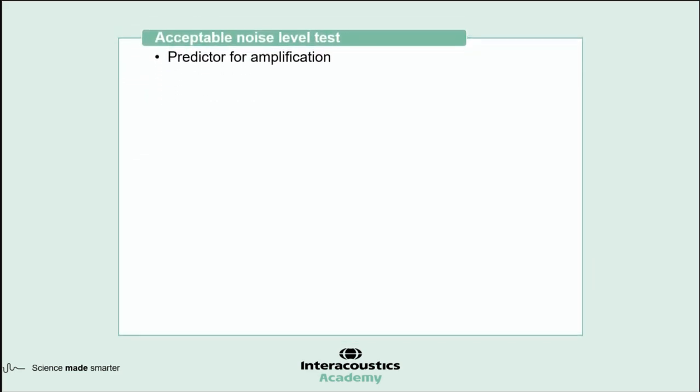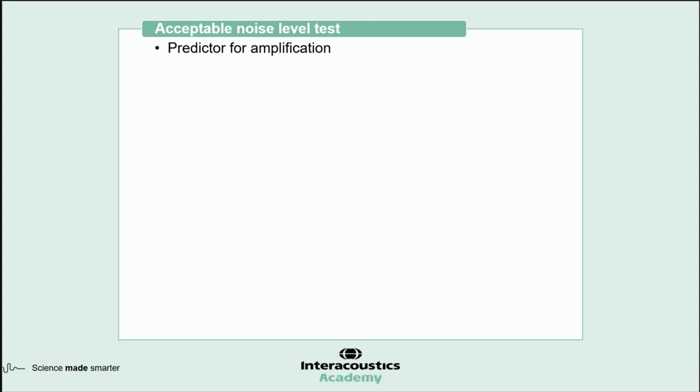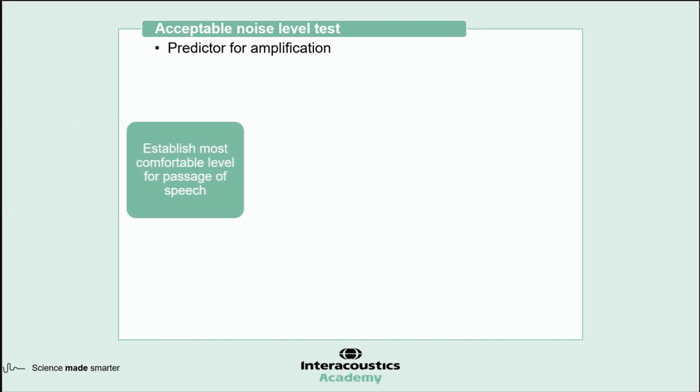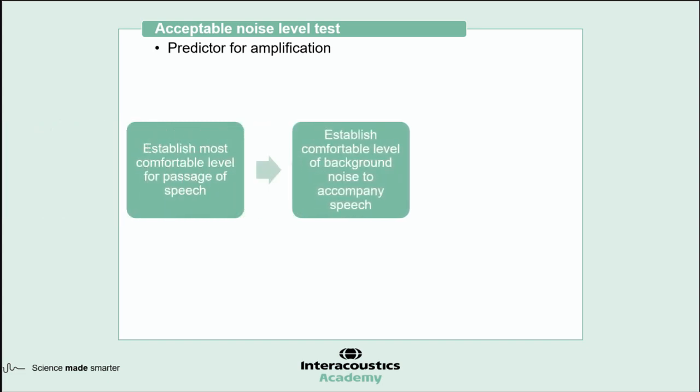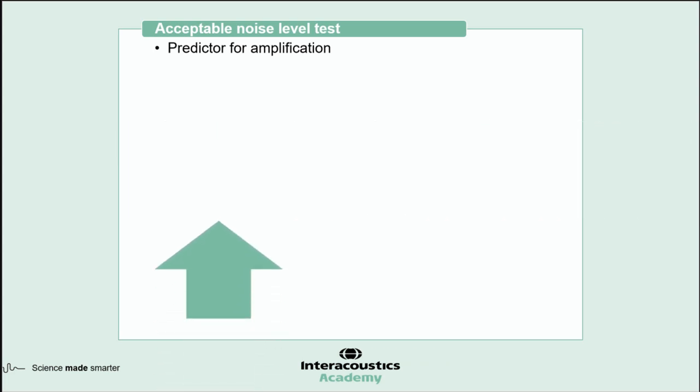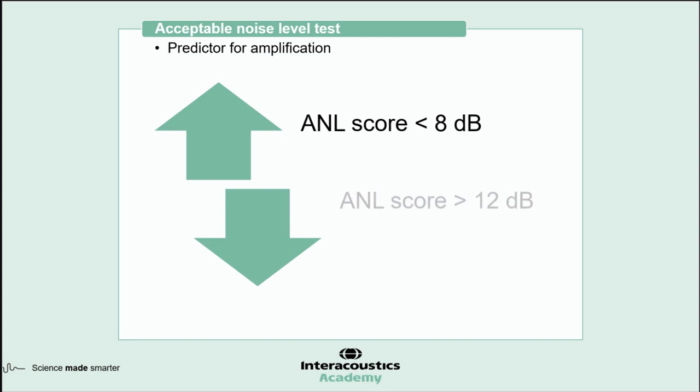The acceptable noise level test. This is a really great tool for predicting how well somebody will manage with amplification. The way that it works, you establish that person's most comfortable level for listening to a passage of speech, and then you establish a comfortable level of background noise to accompany that passage of speech. The difference between the two is your acceptable noise level. A score of under 8 dB is generally a good predictor that they will manage well with amplification, they will manage well with the noise, and a score of over 12 dB is generally considered a poor predictor.